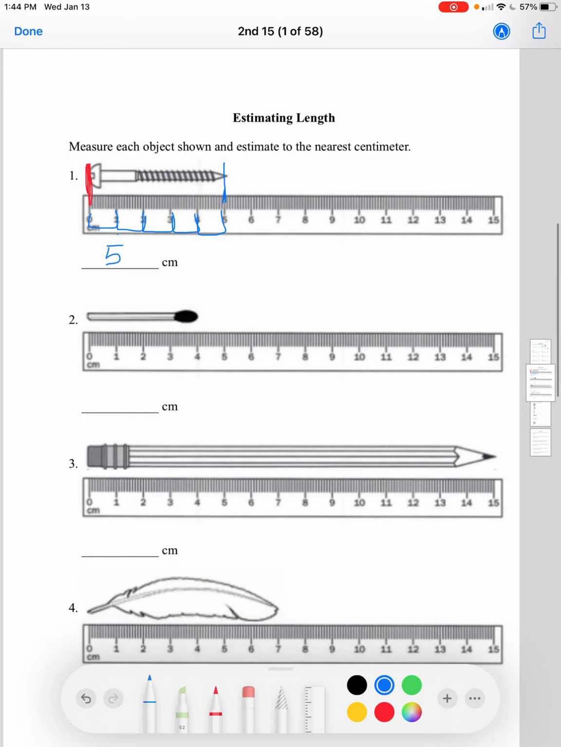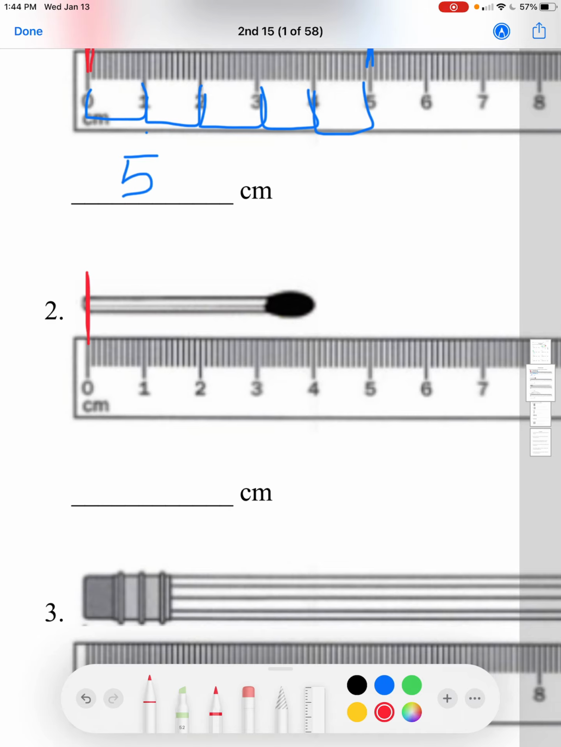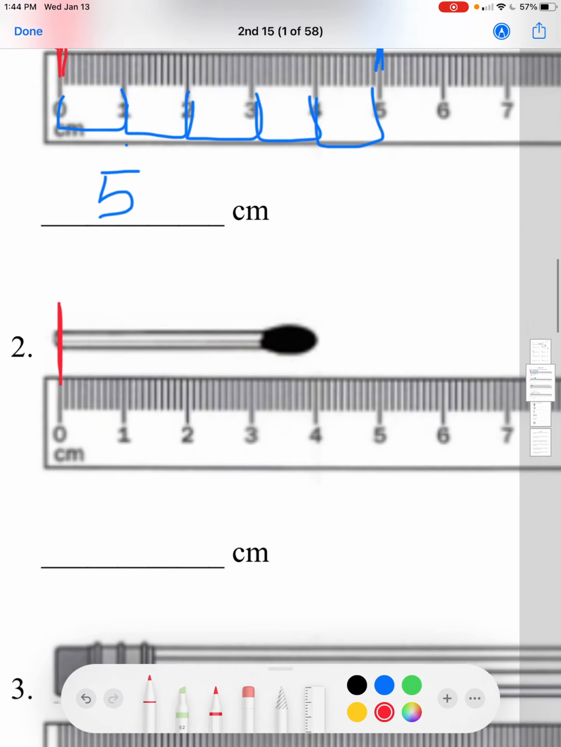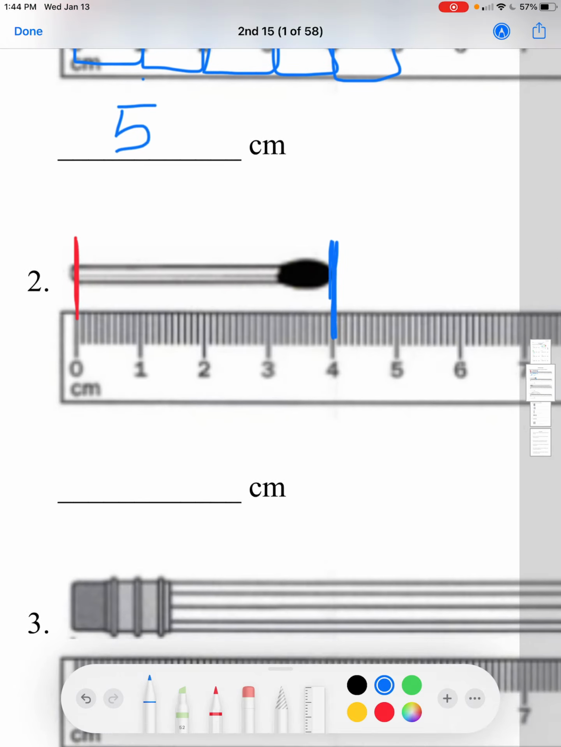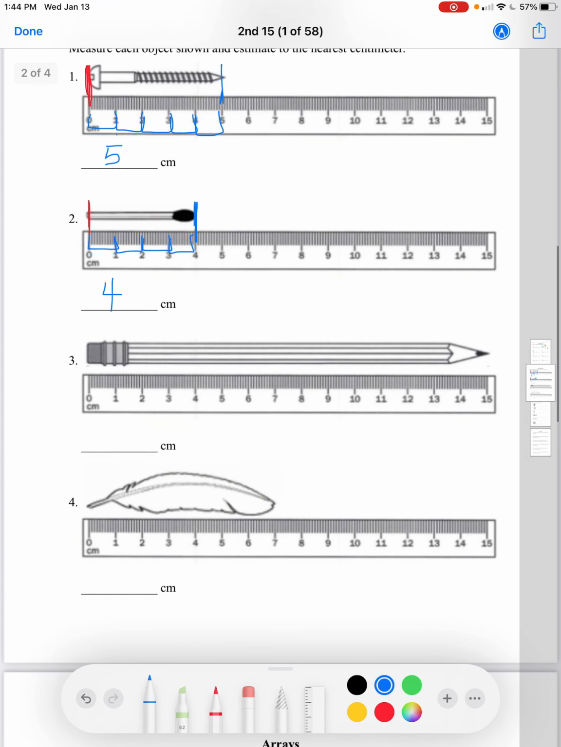Now let's try this again with another object. So let's make sure that it's aligned with the 0. It's right where it should be, even though it goes a little over, because it says to estimate to the nearest centimeter. It's okay. And then the end of the matchstick is around here at 4 centimeters. Now if you count, we have 1, 2, 3, 4 centimeters long. So basically the ruler helps us to measure the distance or length or width of something.